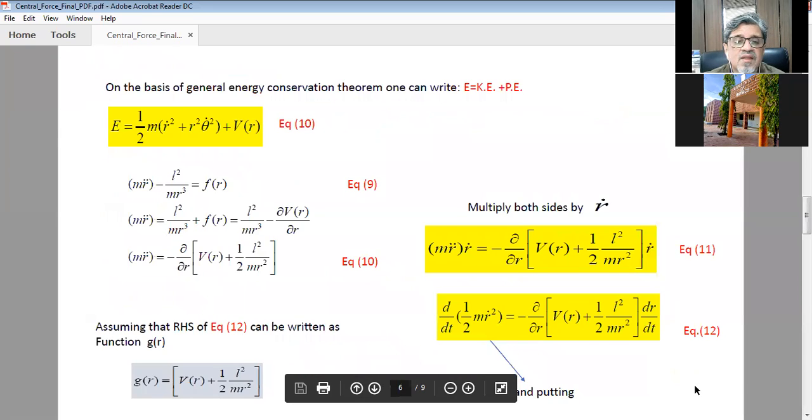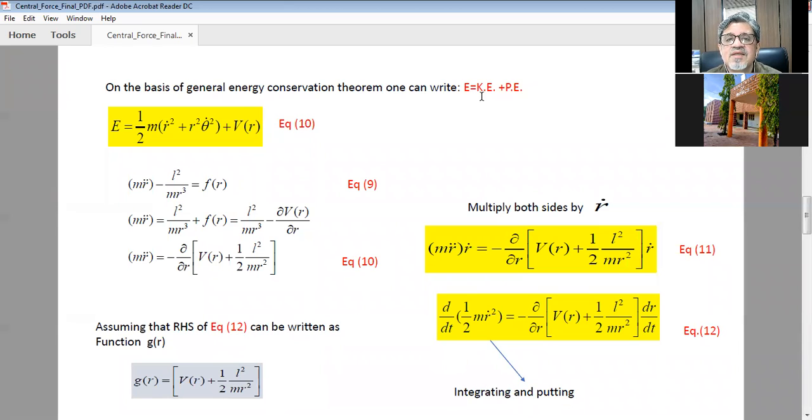By using equation number 6, we have modified the second term and we call it equation number 9. Now, on the basis of the general energy conservation theorem, one can write that the total energy is equal to kinetic energy plus potential energy. So total energy is equal to 1/2 m (r dot squared plus r squared theta dot squared) plus V(r), and that is equation number 10. This is the kinetic energy term, this is the potential energy term, so this is giving the total energy.